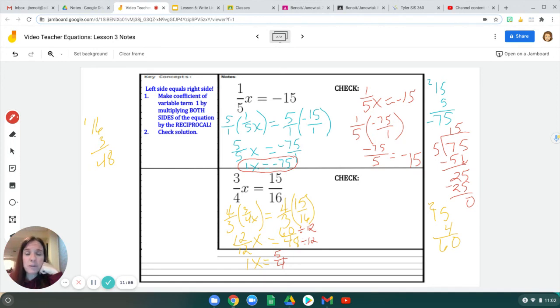Okay, we worked with rational numbers. Leave the improper fraction. It'll be easier when we do our check. So let's do that. 3/4 times x should equal 15/16. What did we get for x? We got 5/4. So we're going to do 3/4 times 5/4. Just multiply across. Numerator times numerator, 15. Denominator times denominator, 4 times 4 is 16. So you can see the left side equals the right side.